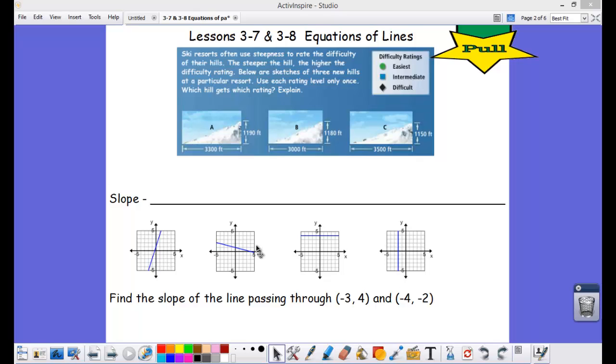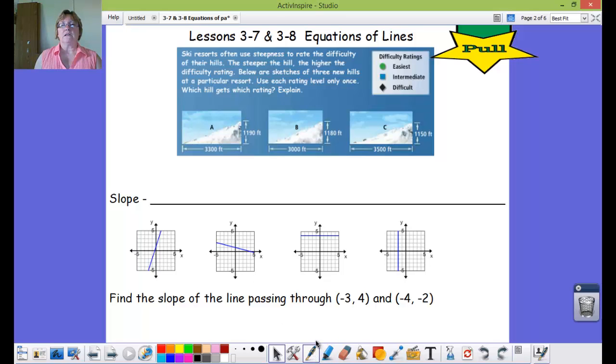Hi, today we're going to have our last lesson in Chapter 3. Topic will be equations of lines. Before we can talk about lines, though, and their equations, we need to just refresh your memory a little bit about slope. So I'd ask you to think about what you've learned in your algebra classes previously.